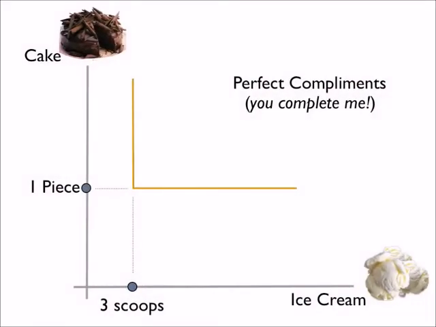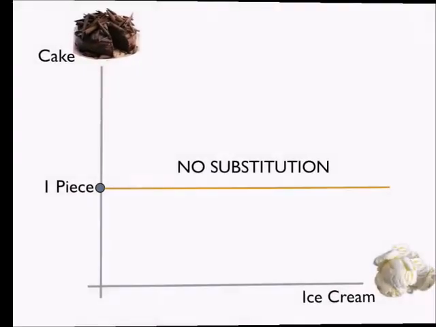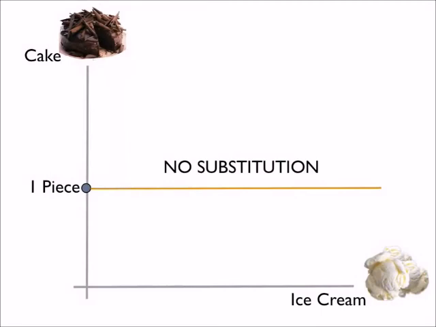In this case, we're talking about cake and ice cream. The consumer's willing to give up one piece, they have one piece for 3 scoops of ice cream. That means they're always going to consume it in that ratio. In this case, there's no substitution. The person just eats cake and is not interested in any ice cream.